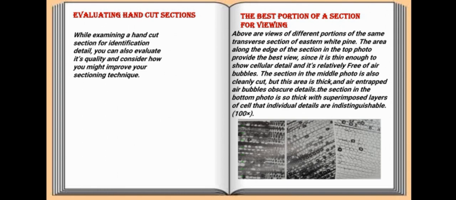The best portion of a section for viewing: when preparing a specimen for microscopic viewing, selecting the best portion of the section to observe is crucial for obtaining a clear and representative image. The best portion depends on several factors, including the type of sample, the level of detail needed, and the orientation of the section samples.